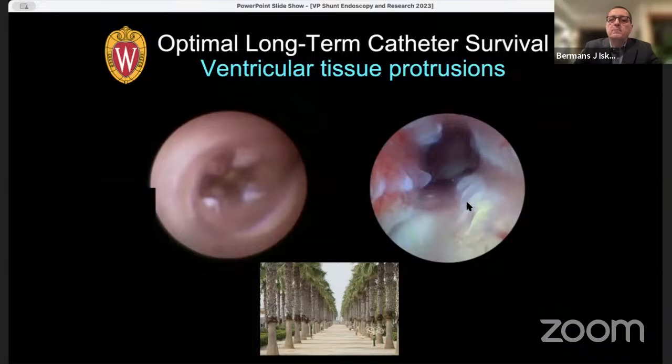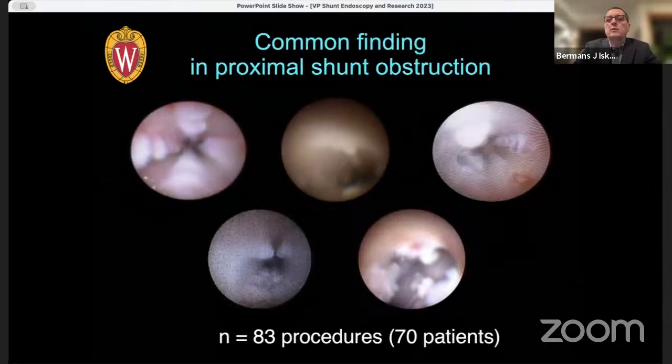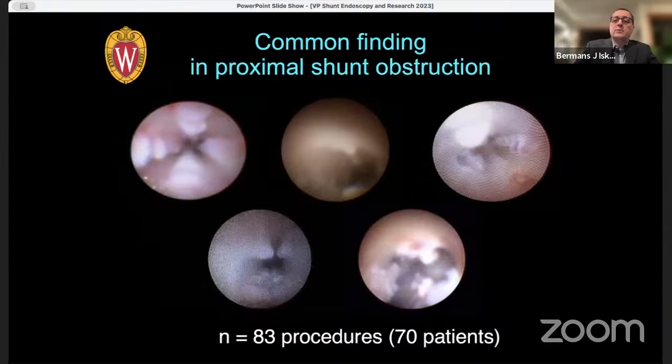And as we did more, we found various iterations of these bumps. Some seem to be damaged. Some seem to be very highly organized. And the question is, what is it that is causing these bumps? And after years and years of endoscopic shunts, I will tell you that the majority of children who are shunted in infancy will have these bumps. So we started looking more into it.